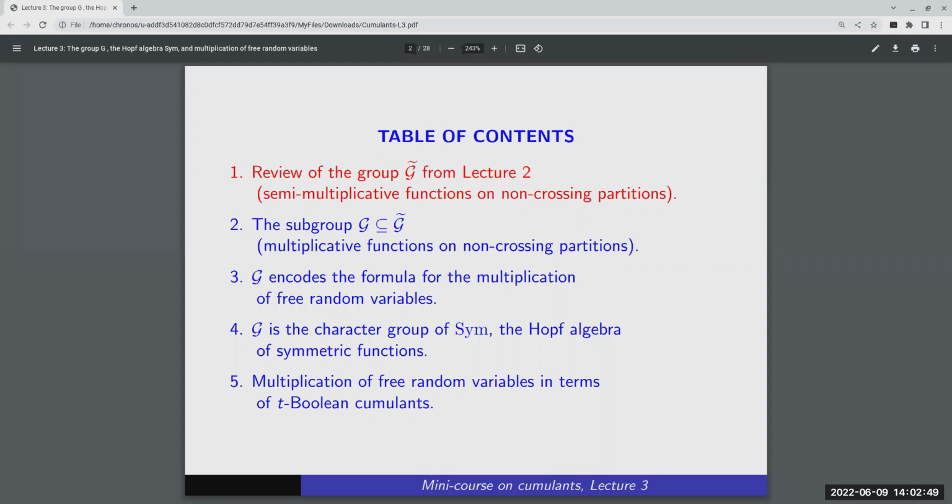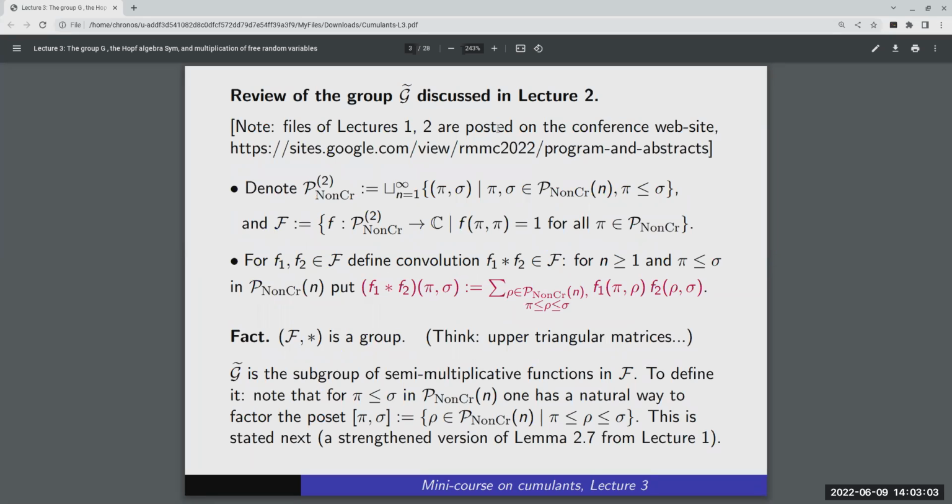Anyway, let me start with a review. Not yesterday, two days ago, there was a discussion about these semi-multiplicative functions, and they form a group which was called G-Twiddle. So let's review that.